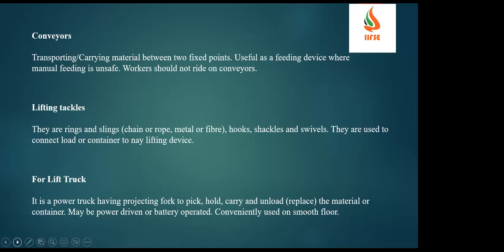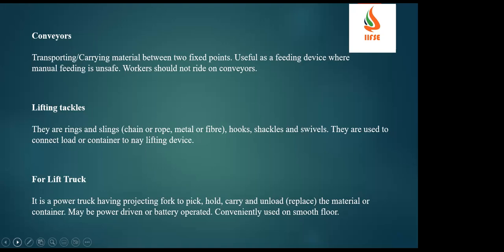And conveyors. The conveyors will be transporting, carrying materials between two fixed points. Either two ends will be there. Maybe the material will be loaded on one end, and the other end will be the destination of that material. So these conveyors will be majorly used for transporting or carrying materials from one place to another place. Useful as a feeding device where manual feeding is unsafe and workers should not ride on the conveyors. This will be used as a feeder, which means the conveyor is directly connected to the process machine. For example, in any stone crushing unit, it is carrying the stones and directly dumping into the crusher. So people cannot go and put the stones into the crusher.